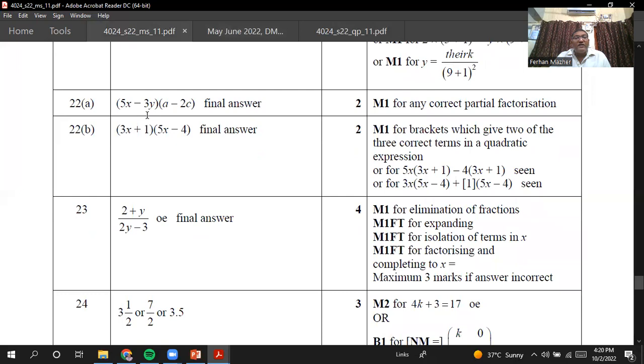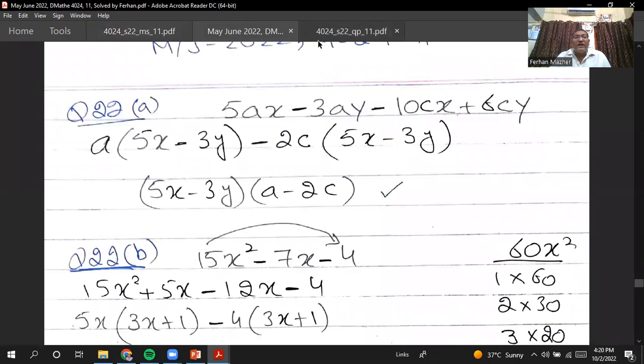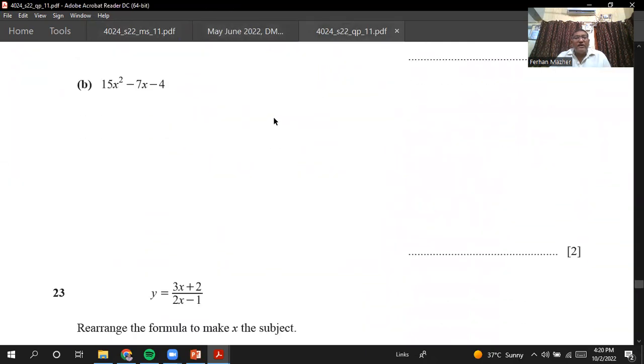Question number 22a part, you can see this (5x minus 3y)(a minus 2c). Oh yeah, our answers are right. Okay, so we are going to the next question.